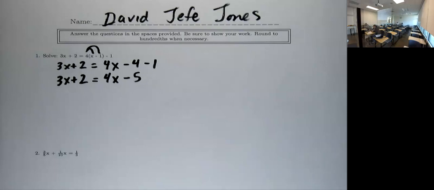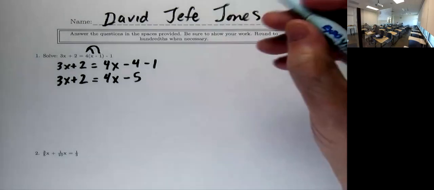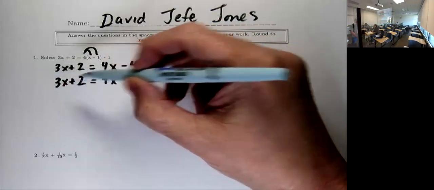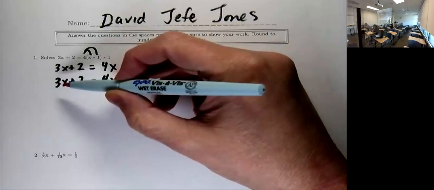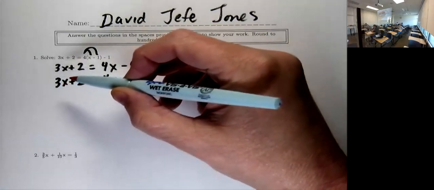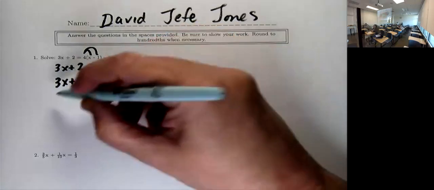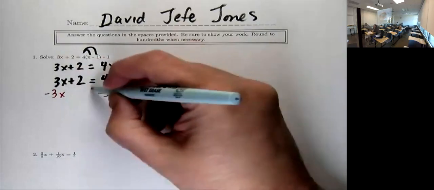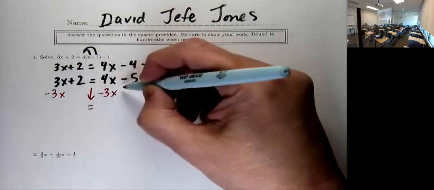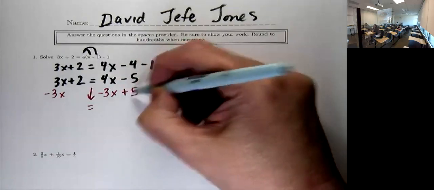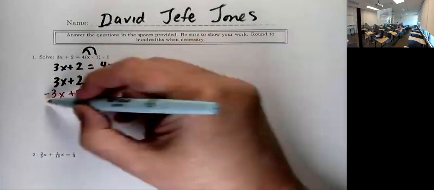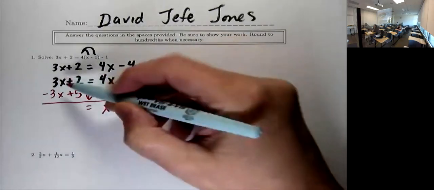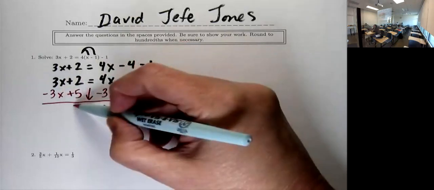And at this point I go, okay, I want to get my x's on the same side. I can either move the 4x to the left by subtracting it. I don't like that because I know I'm going to end up with a negative x, and I might forget it. So instead, I'm going to subtract 3x to the right. And since I'm moving the x's to the right, I'm going to move the constants to the left. 4x minus 3x is just x. 3x minus 3x goes away. 2 plus 5 is 7.